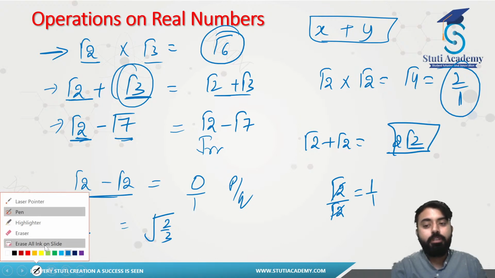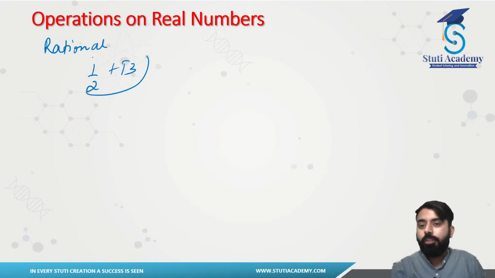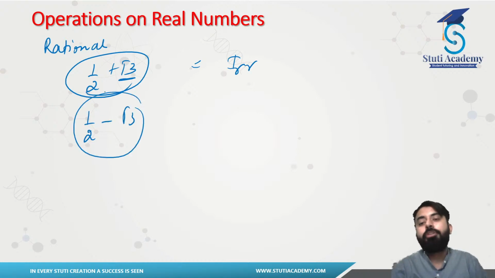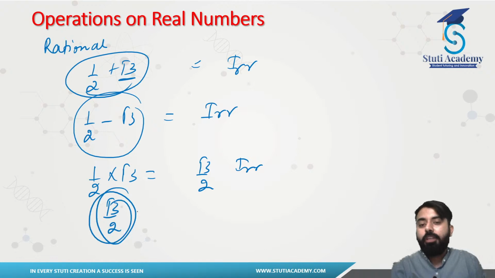If I erase this one and focus on our next part, if I have rationals here, if I add 1 by 2 to root 3, this will not be terminating, that will be irrational. And if I subtract 1 by 2 and root 3, or root 3 minus 1 by 2, your answer again will be irrational. If I multiply rational with irrational, that means 1 by 2 into root 3, your answer will be root 3 by 2, again irrational. If I divide irrational with rational, that means root 3 divided by 2, again that will be irrational. So any operation between a rational and an irrational, your answer will always be irrational.